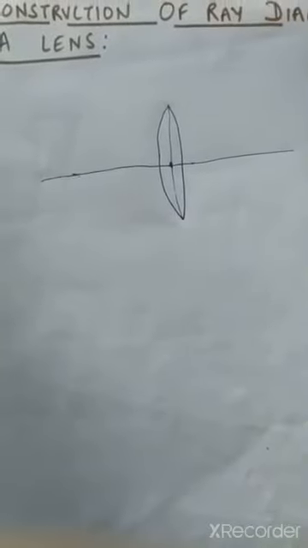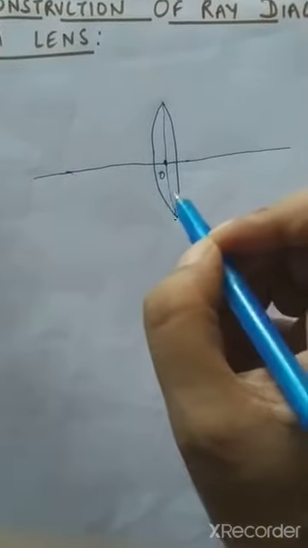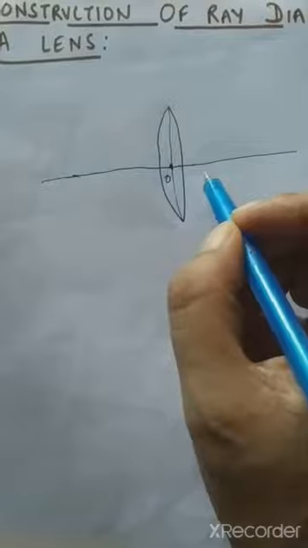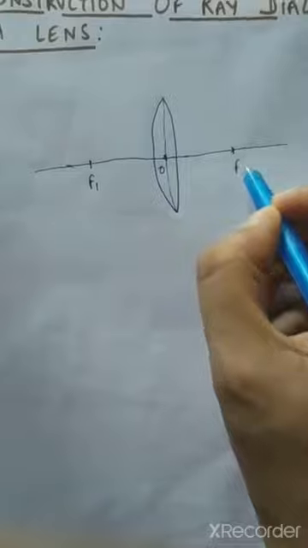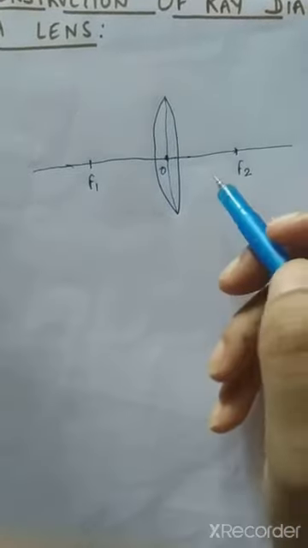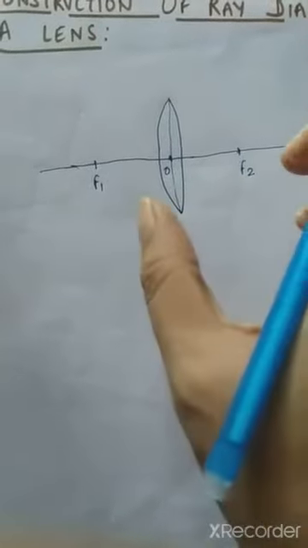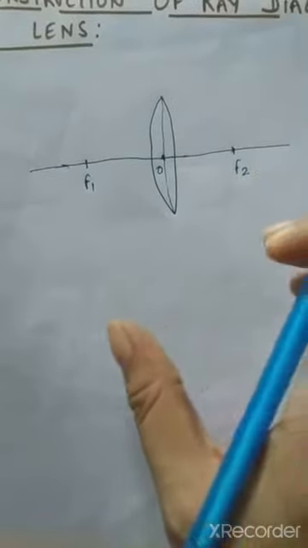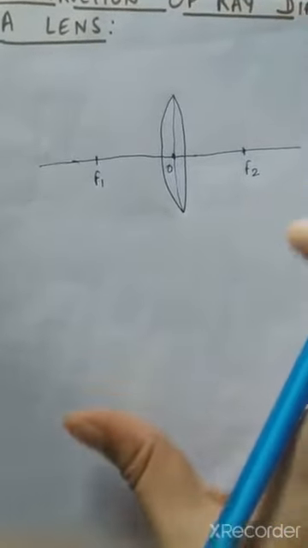Now show the focal points. This will be your optical center. Two focal points we have to represent. On either side of it you choose the focal points F1 and F2. We are not measuring by the scale the distances OF1 and OF2. Just by approximation you show that this distance and this distance look similar. Clear? It's not required to draw by the scale. So this will be your F1 and this will be your F2.